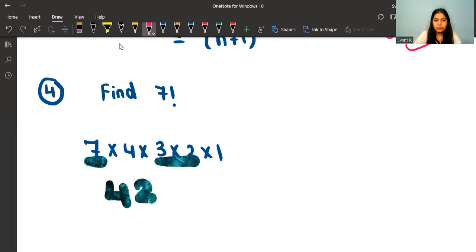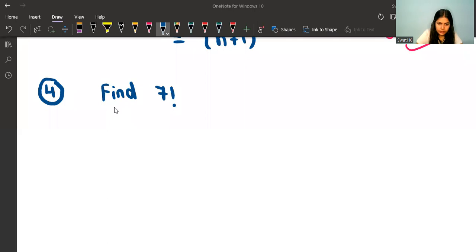I'm extremely sorry. I just did not realize that I wrote 7 factorial as 7 into 4 into 3 into 1. It's 7 into 6 into 5 into 4 into 3 into 2 into 1. All right. Yes. So let me erase this. 7 into 6 into 5 into 4 into 3 into 2 into 1, right?